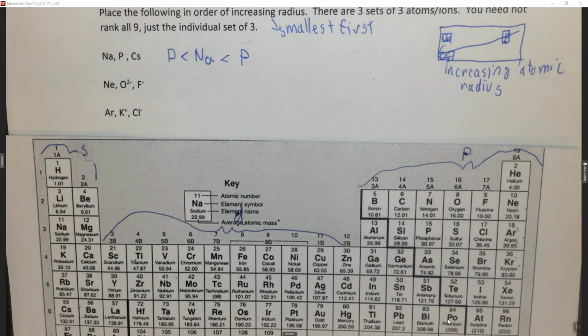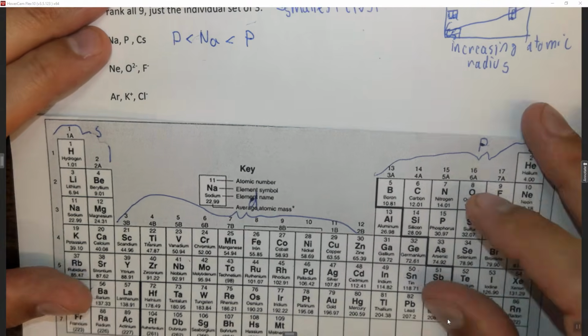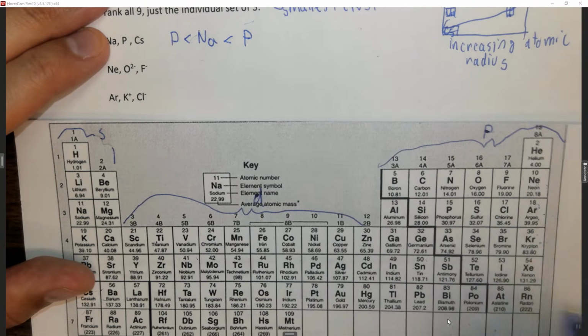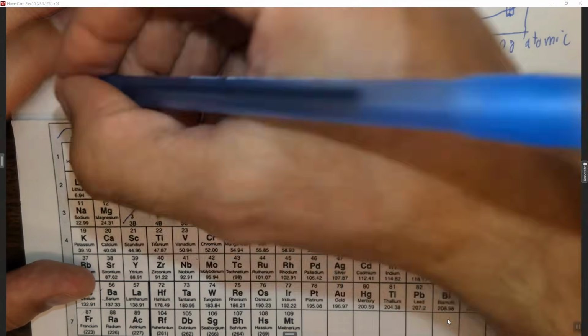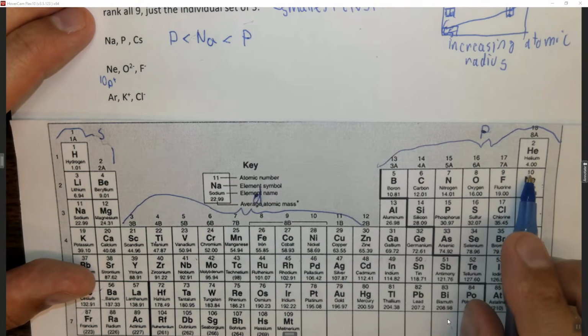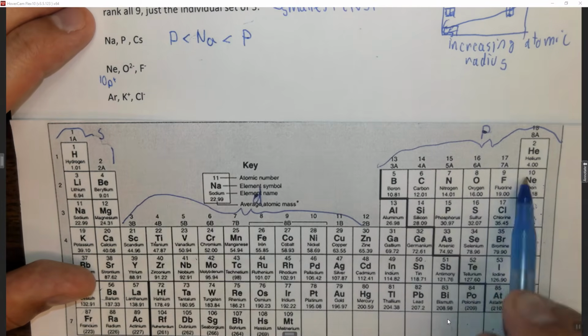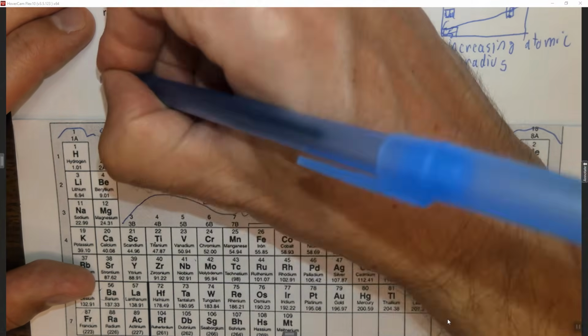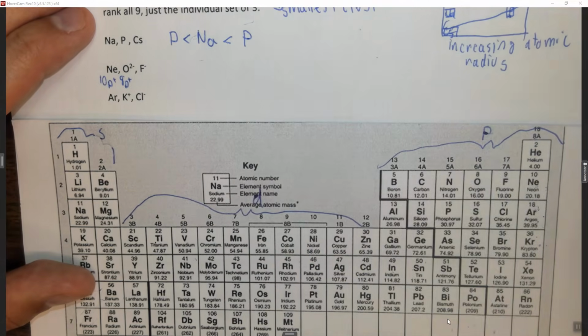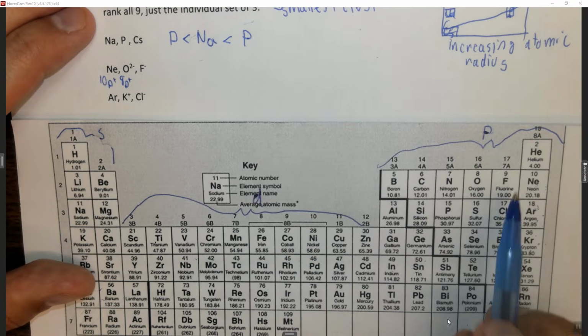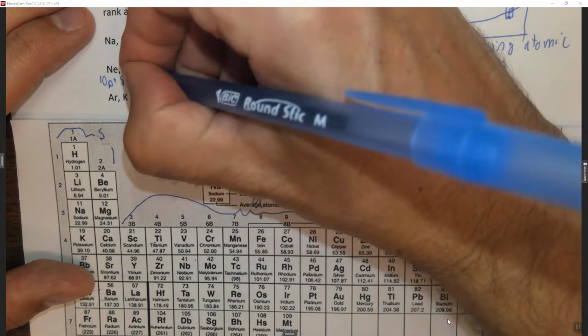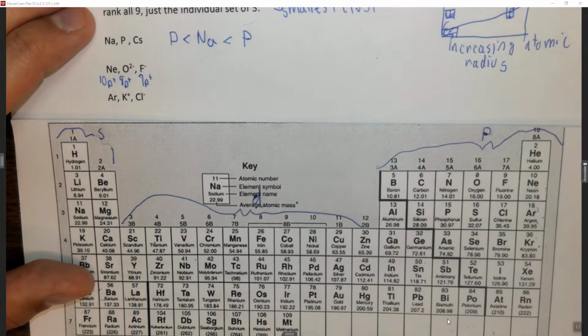So instantly you might think, oh, they must all be the same size. But it doesn't work that way because it's not just about electron configuration. It's also about the number of protons. How many protons does neon have? Neon has 10 protons. Simply look at its atomic number. How many does O2 minus have? It has 2 extra electrons, but it still has 8 protons. We didn't change the number of protons when we made the ion. We only changed the number of electrons. And F minus still has 9 protons.